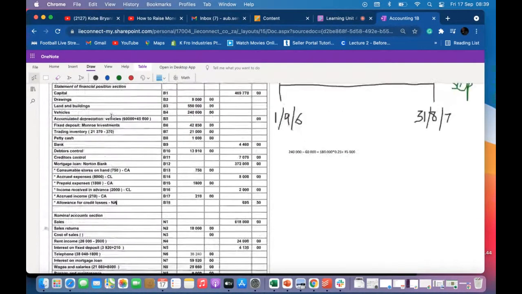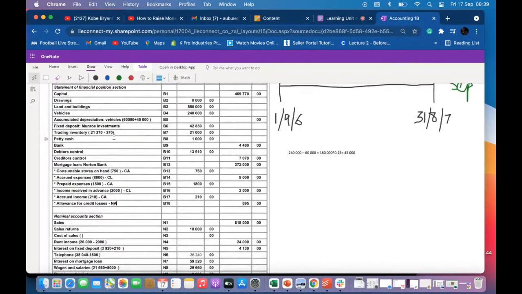So I forgot to do something here. Remember when we adjusted trading inventory, we also needed to adjust cost of sales. Whenever there's a discrepancy in trading inventory, we also need to add that amount to cost of sales because it's like a loss to us. So here we know the cost of sales amount is 488,000. So then we're adding that 370.